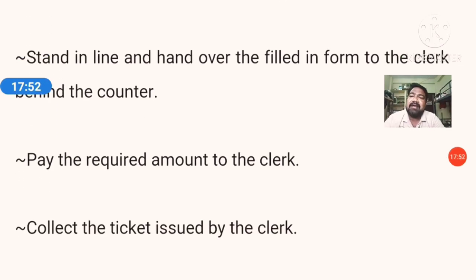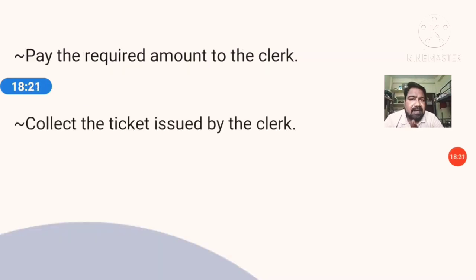Then what will you write? Pay the required amount to the clerk. You have to pay the required amount to the clerk. Don't bribe the clerks. Then collect the ticket issued by the clerk. And then after collecting the ticket, you can enjoy the journey.